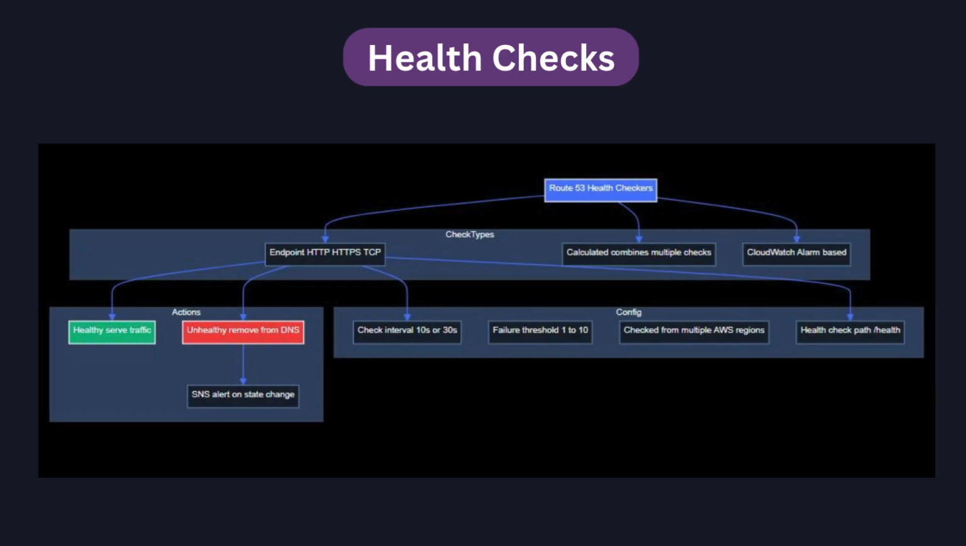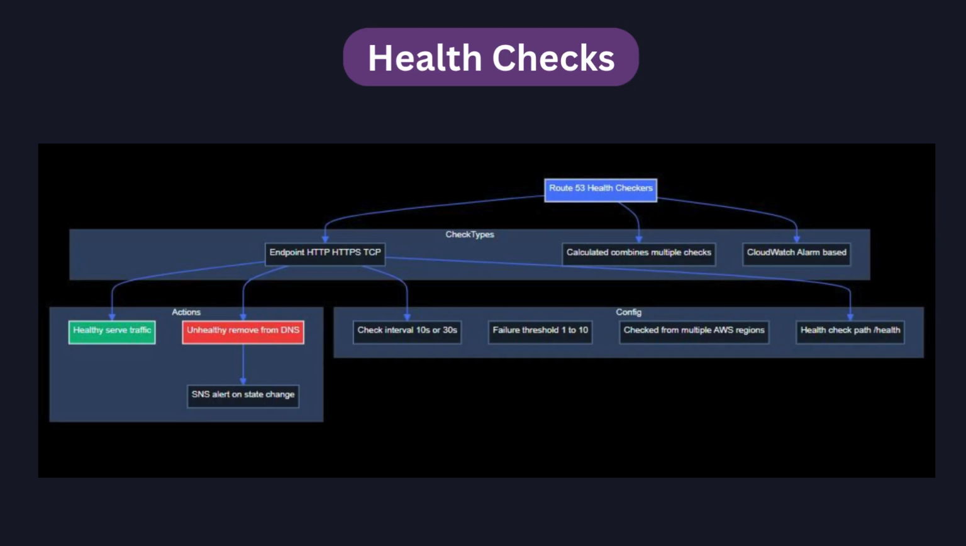Health checks in Route 53 monitor the availability of endpoints from multiple AWS locations. If an endpoint fails health checks, it is automatically removed from DNS routing. These checks can be HTTP, HTTPS, or TCP-based, and can also trigger alerts using SNS. They verify HTTP status codes like 2XX and 3XX, and run at intervals of 10 or 30 seconds, depending on configuration.